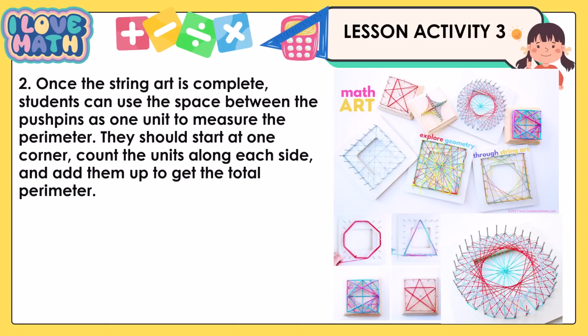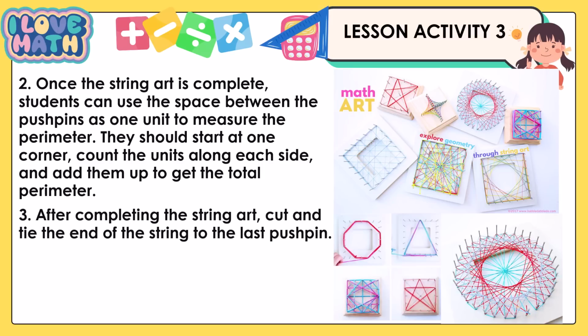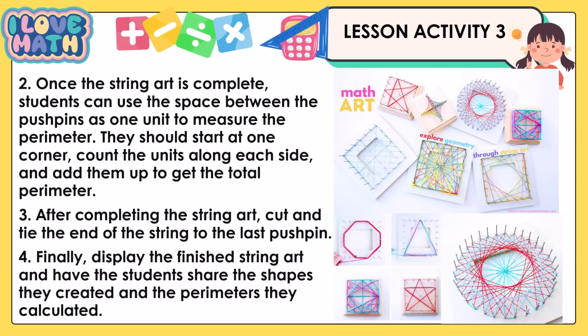Number 2, once the string art is complete, students can use the space between the pushpins as one unit to measure the perimeter. They should start at one corner, count the units along each side, and add them up to get the total perimeter. Number 3, after completing the string art, cut out and tie the end of the string to the last pushpin. And finally, display the finished string art and have the students share the shapes they created and the perimeters they calculated.